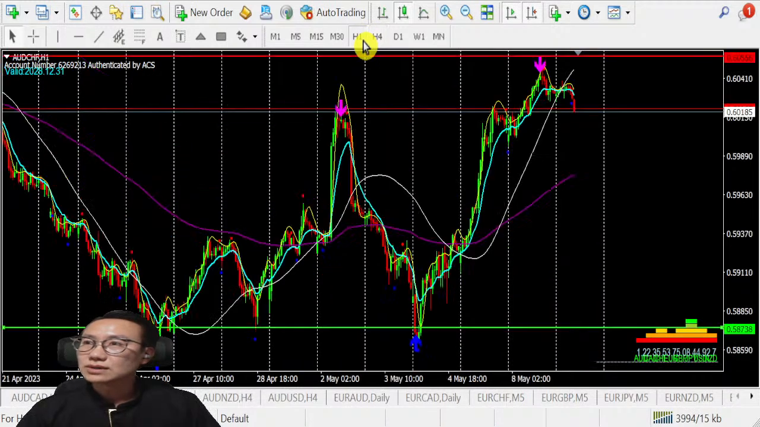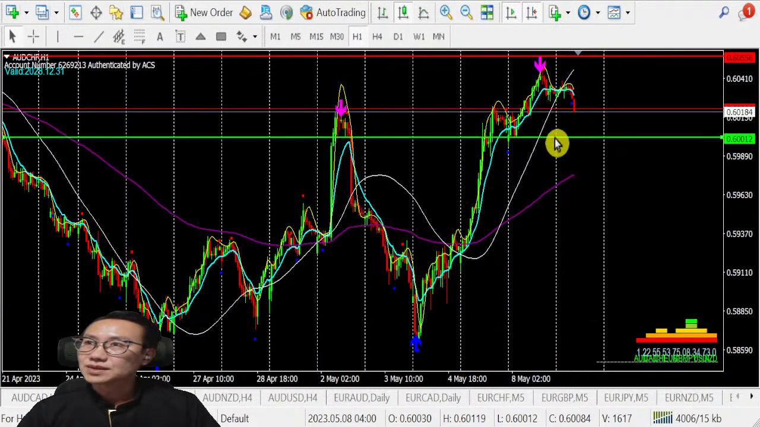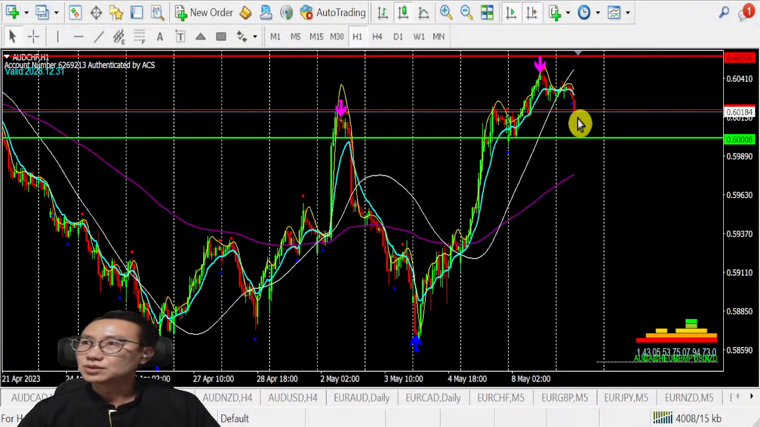So let's go down again. As we can see, we are looking into this area to take out this liquidity here. However, one of these supports is here.